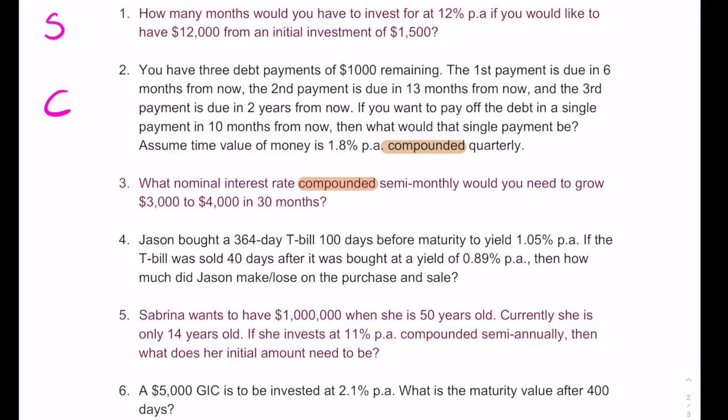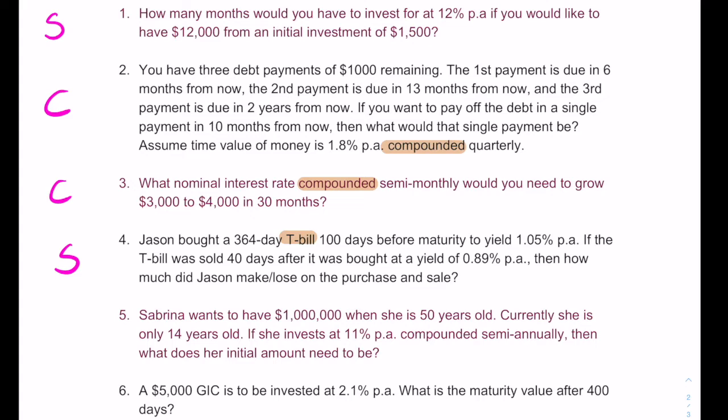3 to 4,000 in 30 months. Another compounding question. Number 4, Jason bought a 364-day T-bill. Now, this is just experience, okay? In this case, all T-bills within a year are always simple interest. Even if you didn't know that, you could read the entire question and you would notice that the interests they give you are not compounded. So this is a simple interest question.